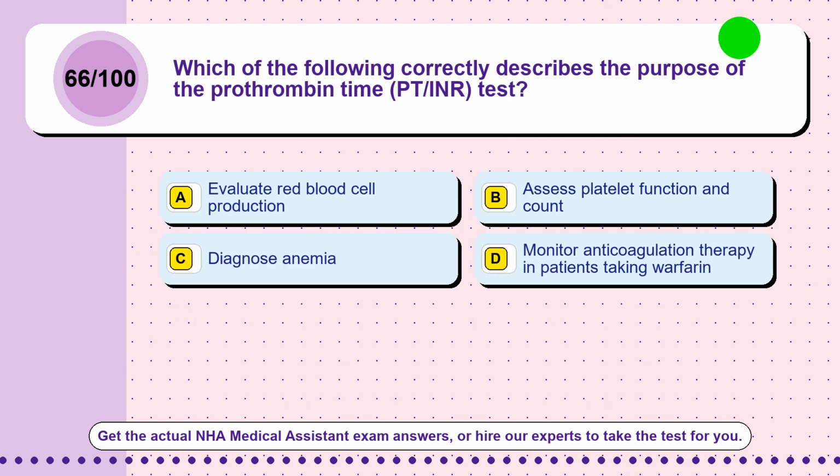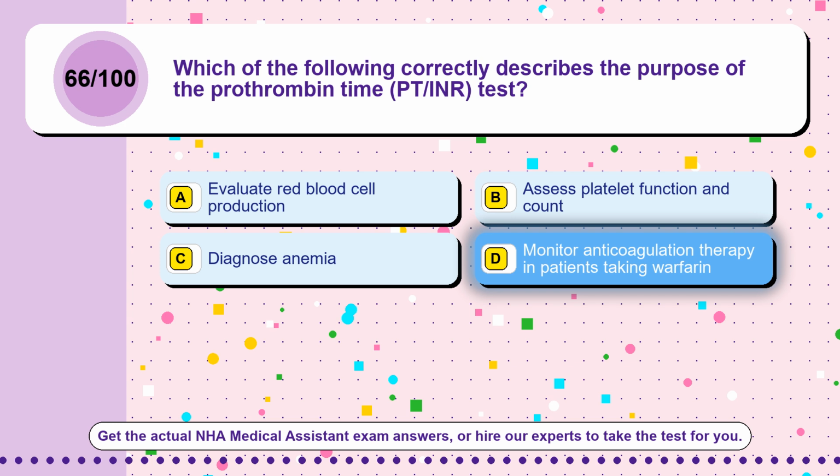Question 66. What is the standard depth of a lancet puncture used for a fingerstick on an adult patient? Option A. 1.0 to 1.5 mm. Option B. 1.8 to 2.4 mm. Option C. 3.0 to 4.0 mm. Option D. 4.5 to 5.0 mm. The correct answer is option B, 1.8 to 2.4 mm.